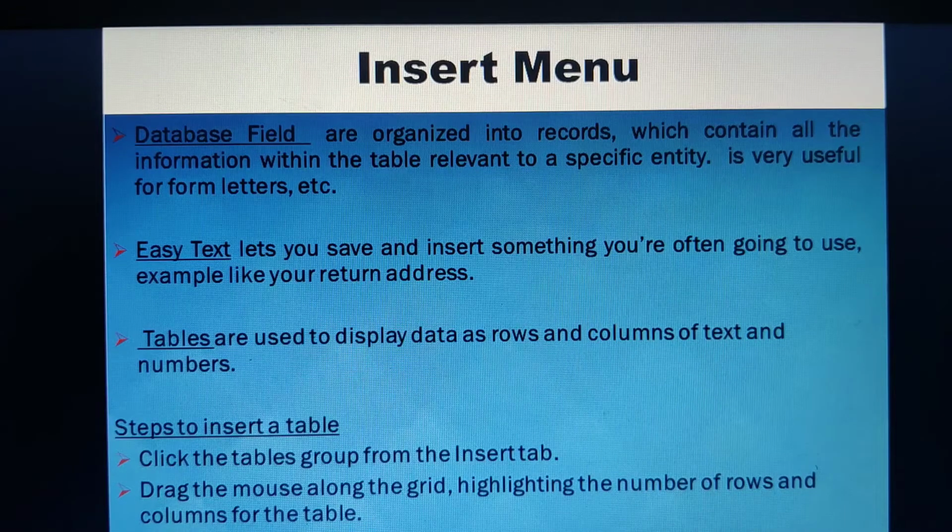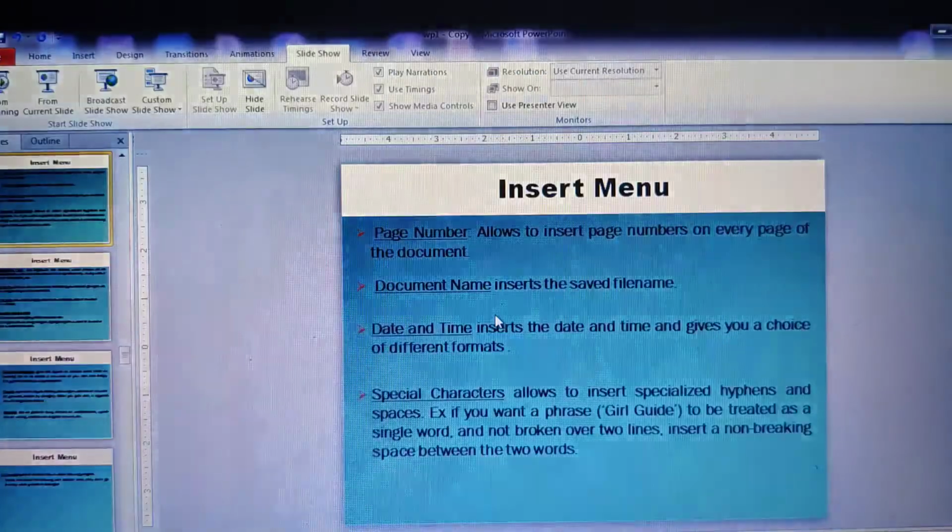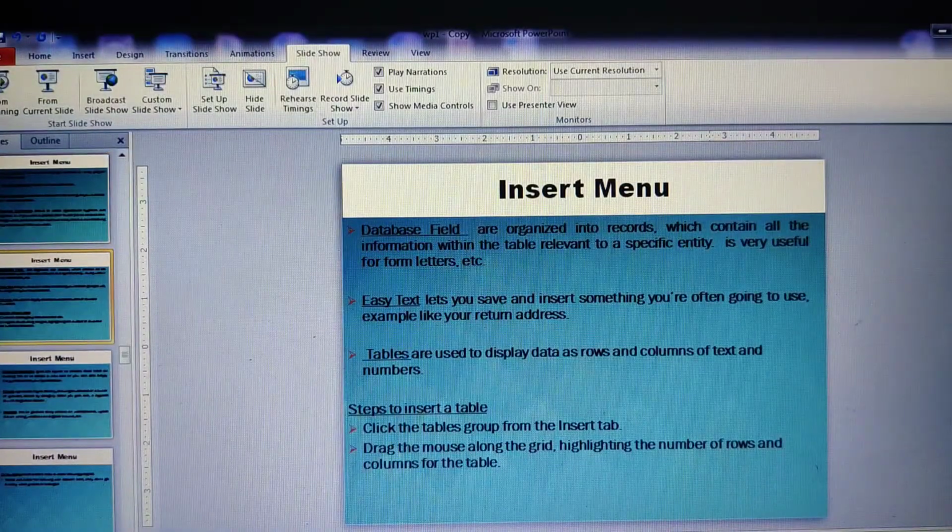So under the insert tab we have an option known as table. Then you can drag the mouse along the grid, highlighting the number of rows and columns required for the table. Now let me show these options here, how to have this table onto our document.